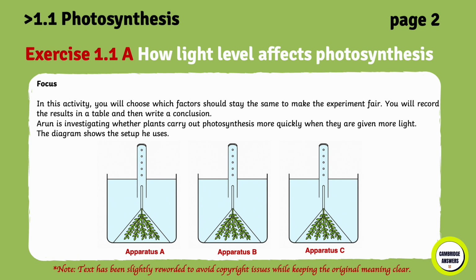Now, look closely at the diagram. We can see three setups: apparatus A, apparatus B, apparatus C. Each one has the same water plant in the same beaker of water with a tube at the top to collect bubbles. And those bubbles? They're oxygen, made during photosynthesis. The more bubbles we see, the faster photosynthesis is happening.